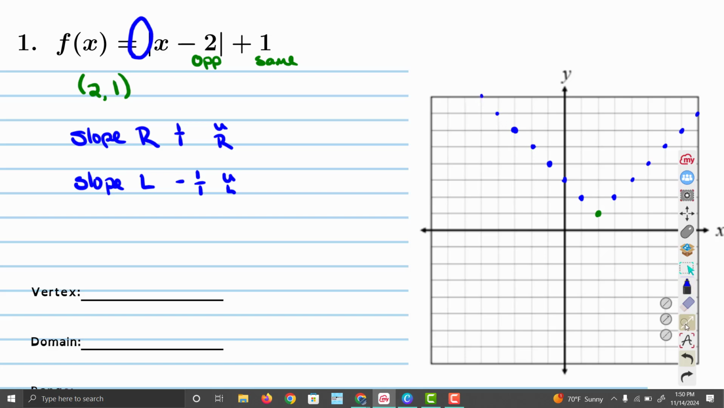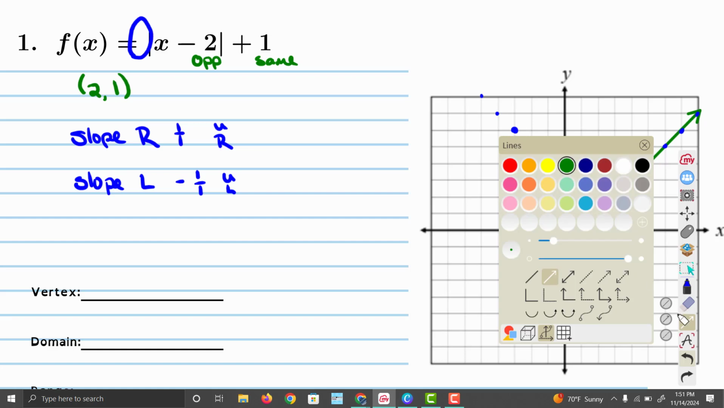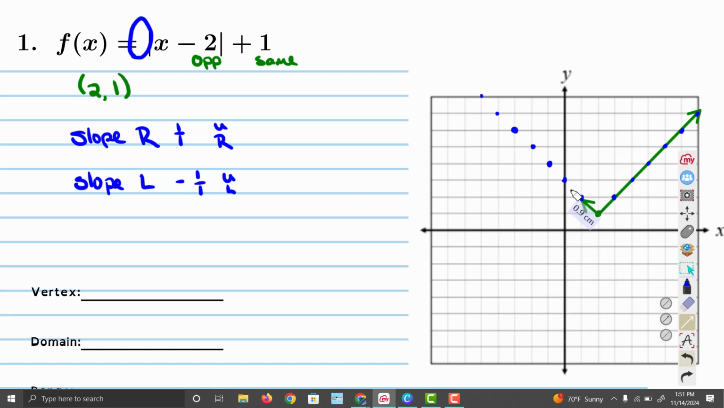And now I'm going to draw in my line. So the line going to the left, and then my line going to the right. I mean, right and left. So now I need to identify each of the things it's asking for. So my vertex was 2, 1.